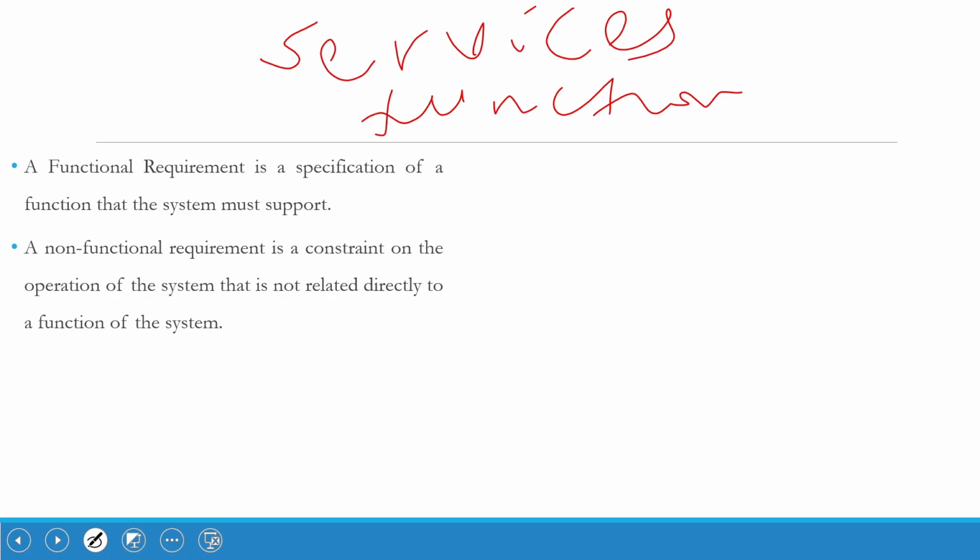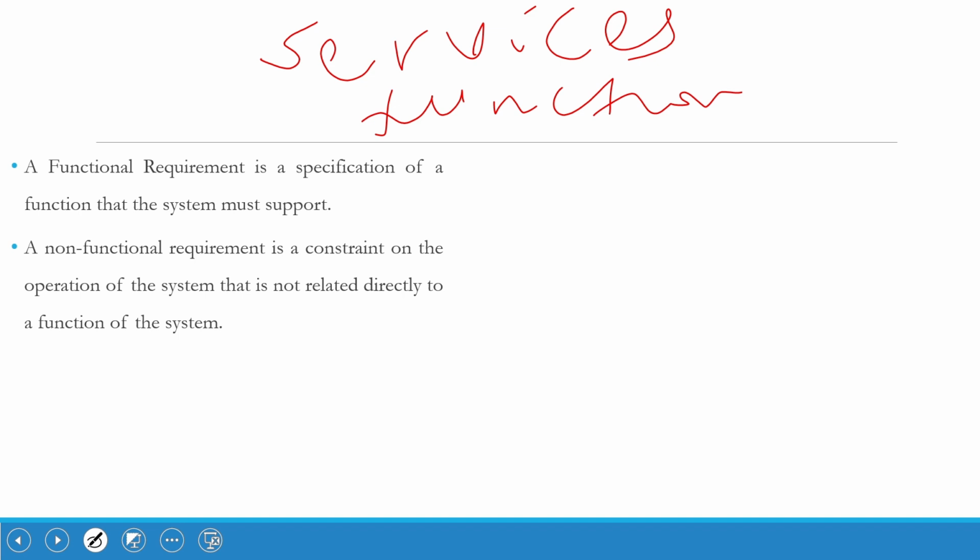In the other case, non-functional requirements are involved indirectly in the system building. So most of the non-functional requirements determine the quality of the software or the performance of the software product. Or they will also indicate the hardware considerations and the software considerations. They will also indicate the security requirements and so on. So a non-functional requirement is a constraint on the operation of the system that's not related directly to the functions of the system.